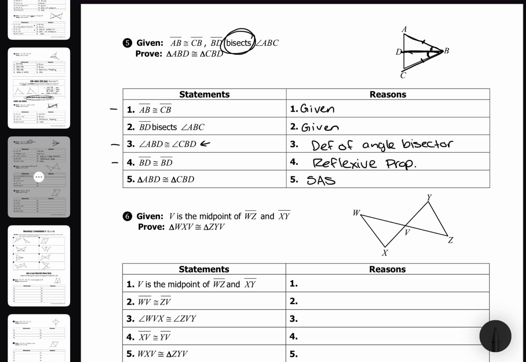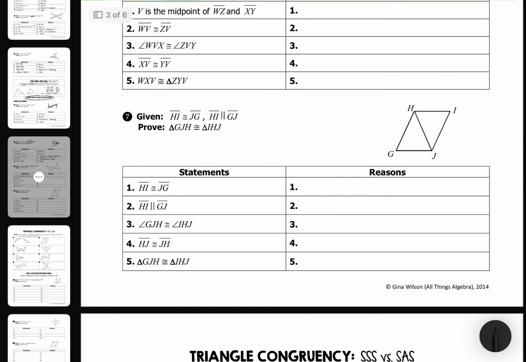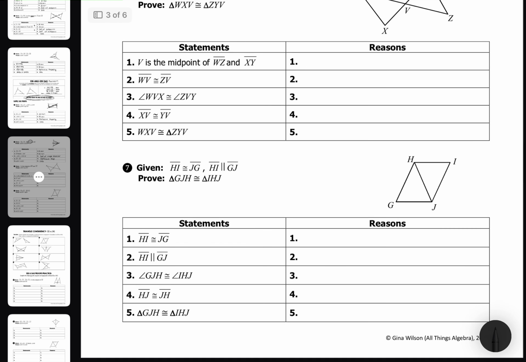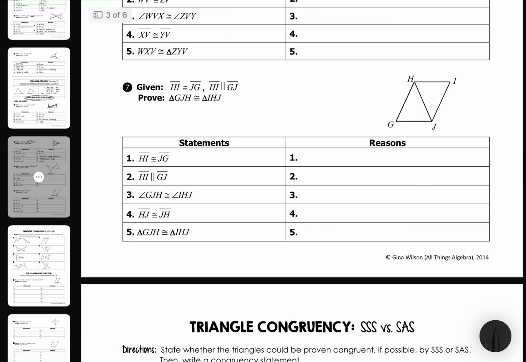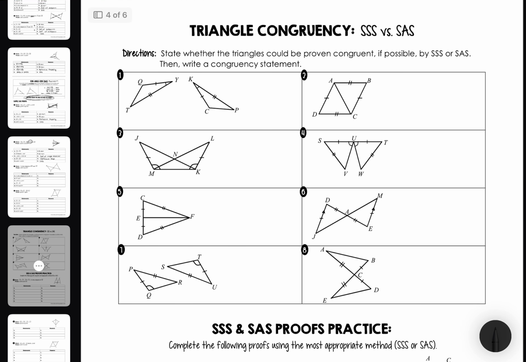So here's what I want you guys to do. I want you guys to take a moment and work through proofs 6 and 7. Okay, work through those two proofs, and let's take a look at the rest of the packet. It's a pretty big packet that I gave you guys. Over here in the triangle congruency section, you're stating whether or not the triangles could be proven congruent. So right now, our only postulates are side, side, side, or side, angle, side. We do have some other postulates that we're going to talk about, but for right now, just assume those are my only ways to prove.